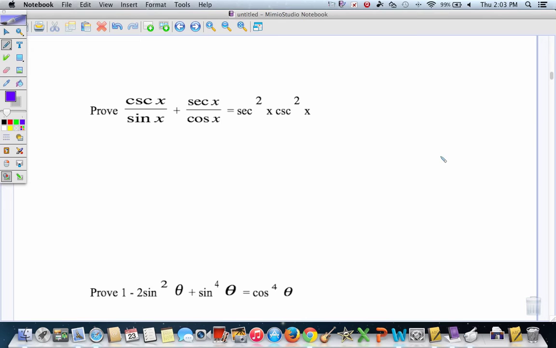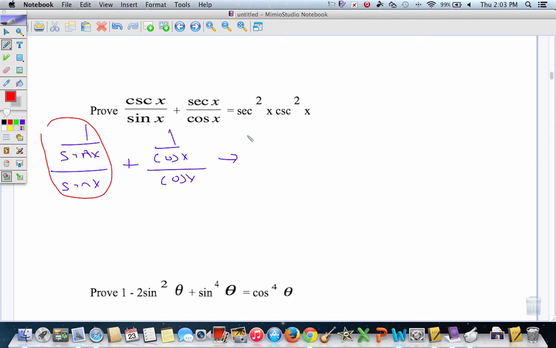Cosecant over sine plus secant over cosine. Let's start here with our cosecant. I'm going to change cosecant to be 1 over sine. That's still being divided by sine. Plus, change secant to be 1 over cosine, and leave my denominator as cosine here. I'm going to simplify each one of these individually. So I'm going to take this.